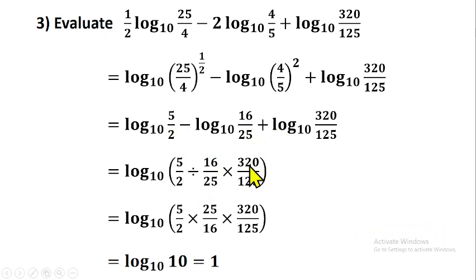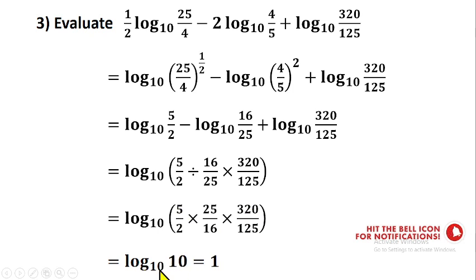25. Then plus we change to times 320 over 125. Then we know that we can change this division to times. This one goes up, this one comes down, by inverting this fraction. So 5 over 2 times 25 over 16 times 320 over 125. If you simplify this, if you cut, then you'll be having 10. 16 can go in 320, that gives us 20. Then 2 can go in 20, that gives us 10. Then 25 can go in 125, that should give us 5. 5 can cancel 5, so we are left with 10.